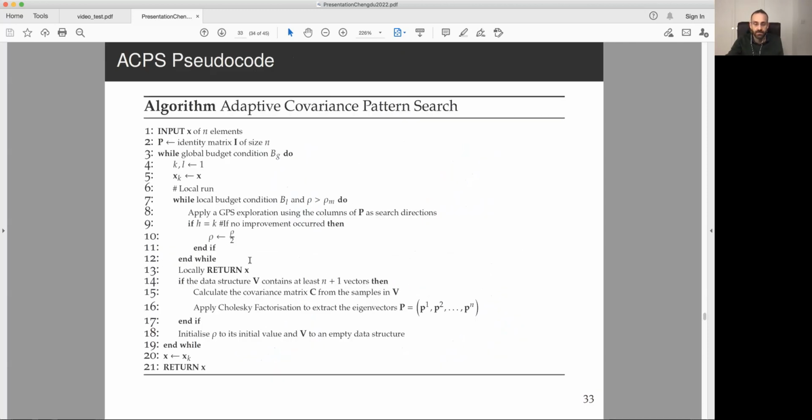This is the adaptive covariance pattern search. You can see this is a more elegant, and essentially it's my favorite algorithm in this talk, and it's more elegant and compact. You can see I need only one slide to put everything. There is really not much happening, but that is because I am intelligently using the data in each local run.